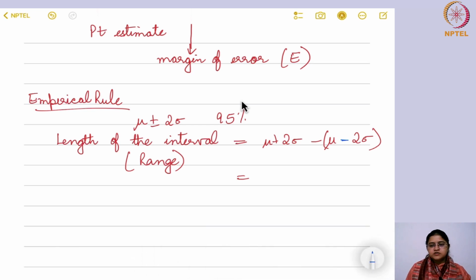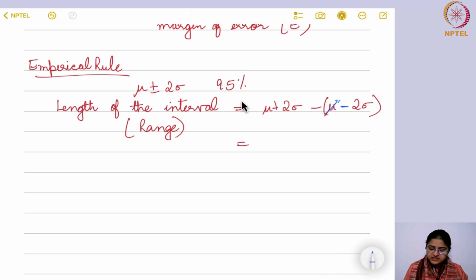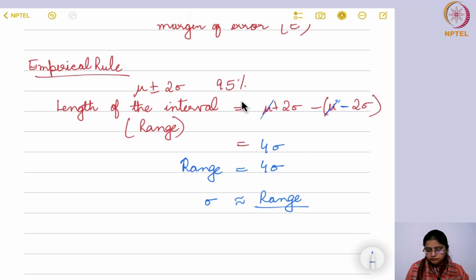So it is mu minus 2 sigma. Sorry, mu would cancel out and you would be left with 4 sigma. So the range comes out as 4 sigma. So if I have to approximate sigma, what I can do is consider the range of observations given in your data. So sigma can be approximately range divided by 4.